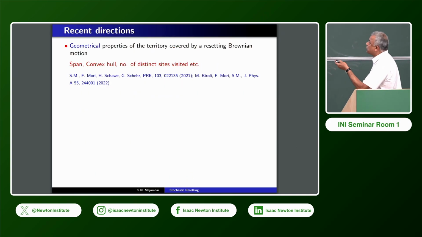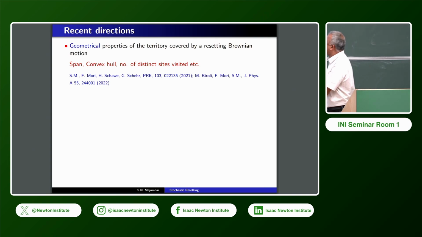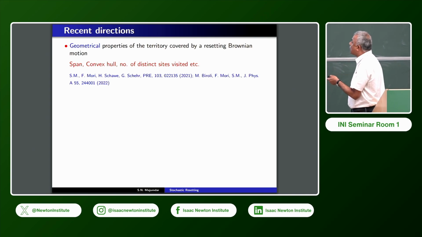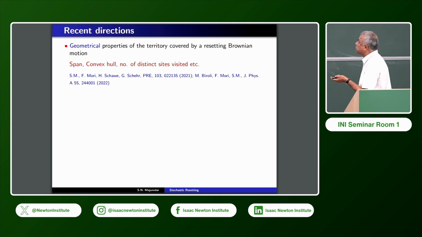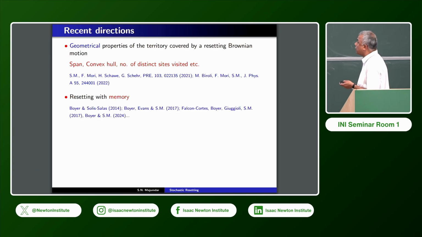So let me just finish very rapidly. I'll not go into the details, but there are many other directions in which people are using stochastic resetting. You can ask for the geometrical properties, for example, the territory covered by a resetting Brownian motion, like animal movements and so on. You can ask for the statistics of span, convex hull, number of distinct sites visited, etc.